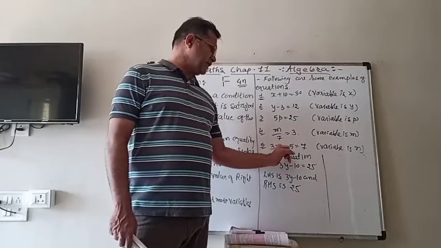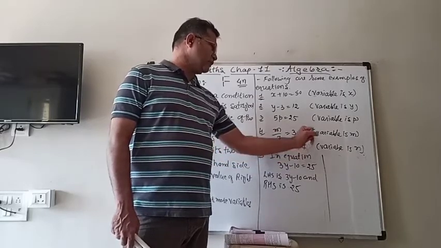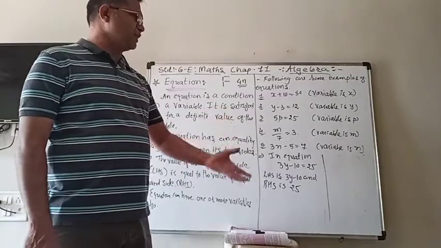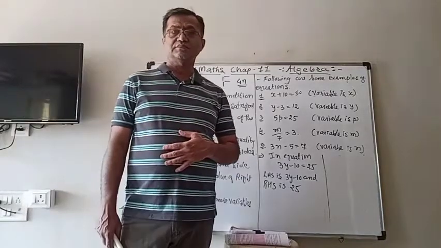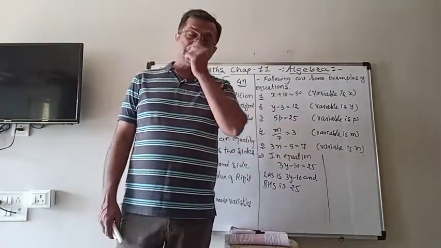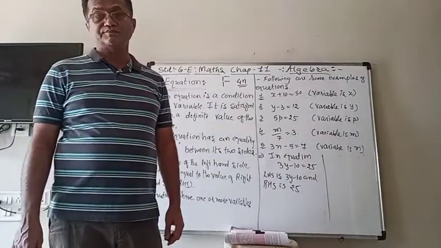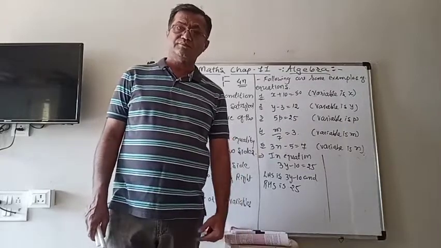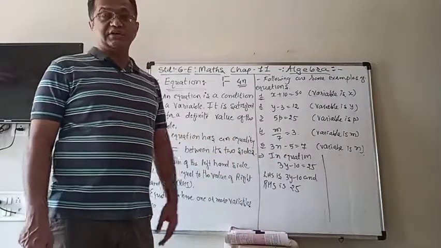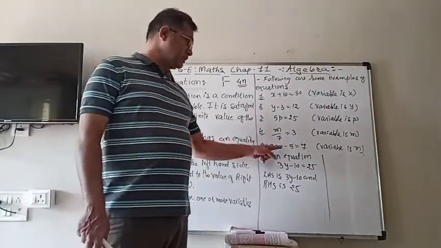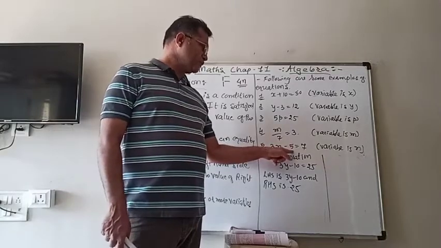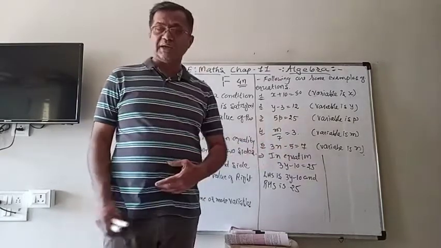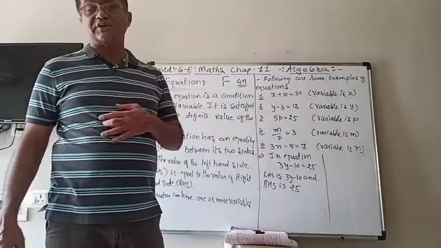Here 3n minus 5 equals 7, in which n is used as the variable. And if you put which number, then the answer will be 7? Here the condition is that if you subtract 5 from 3 times the variable n, you get the answer 7.